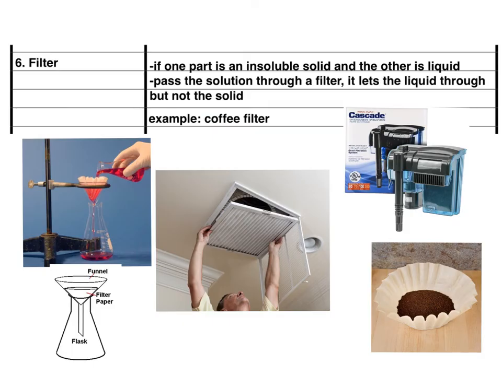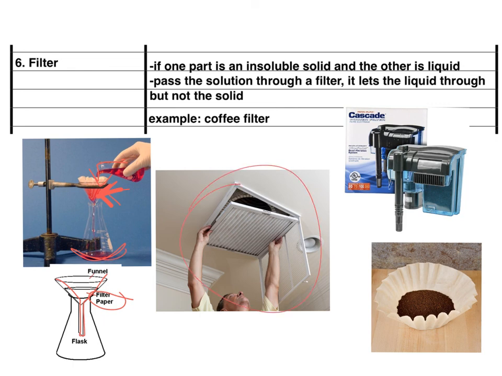The last one is filter. If one part is an insoluble solid and the other is liquid, pass the solution through the filter and it lets the liquid through, but not the solid. The solid is caught inside the filter. So we will actually do this, and you need the funnel, and then you need paper that goes on the inside, and that's a filter paper. And then you dump this through, the solids are going to get caught and the liquid's going to come through.